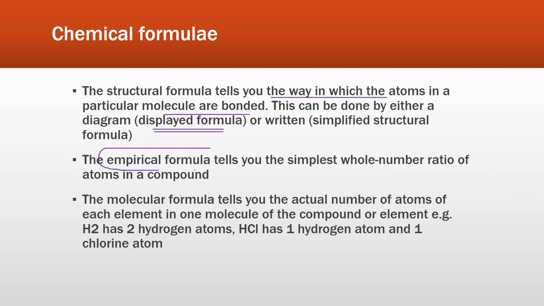Can you tell me what is empirical formula? The simplest formula. And how do we find it? Do you remember it the whole way? Good. So the empirical formula tells you the simplest whole number ratio of the atoms in the compound, and the molecular formula tells you the actual number of atoms of each element in one molecule of the compound.